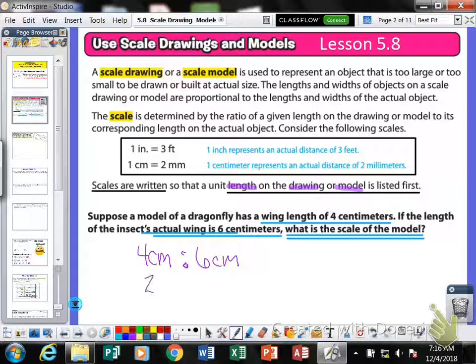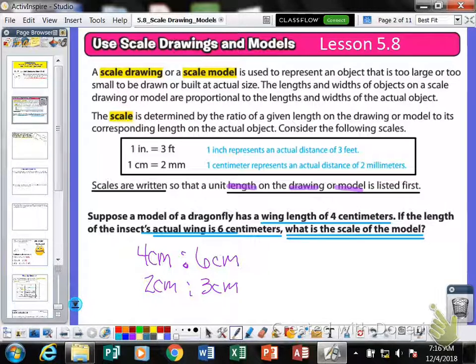We would actually reduce that to 2 centimeters to 3 centimeters. So for every 2 centimeters, we would have 3 centimeters. And then we can go even further. We can simplify this down so that it's 1 to something. You don't have to, but you can simplify this down so that we get 1, so we could keep dividing.